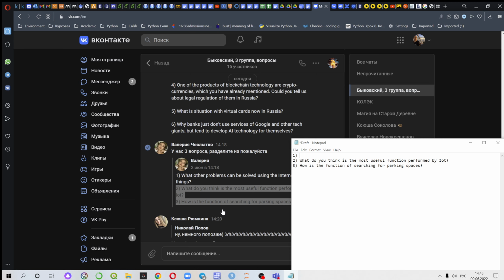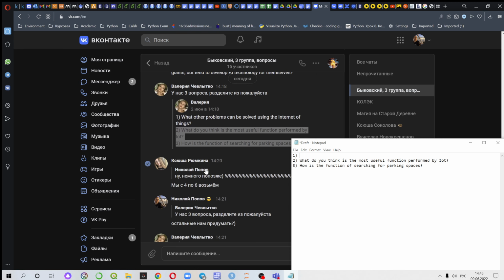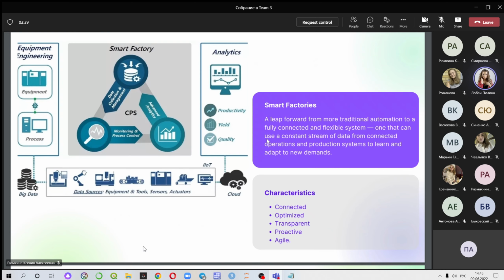Firstly, we want to pay attention to such a trend as smart factories. A smart factory is a leap forward from more traditional automation to a fully connected and flexible system. Systems that can use a constant stream of data from connected operations and production systems to learn and adapt to new demands. A true smart factory can integrate data from system-wide physical, operational, and human assets to drive manufacturing, maintenance, inventory tracking, digitization of operations through the digital twin and other types of activities across the entire manufacturing network.